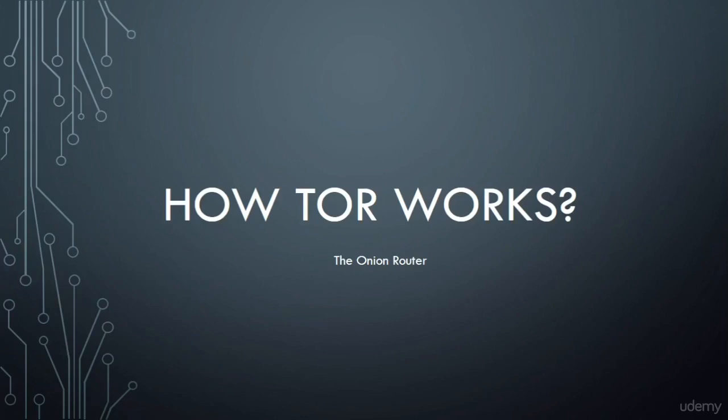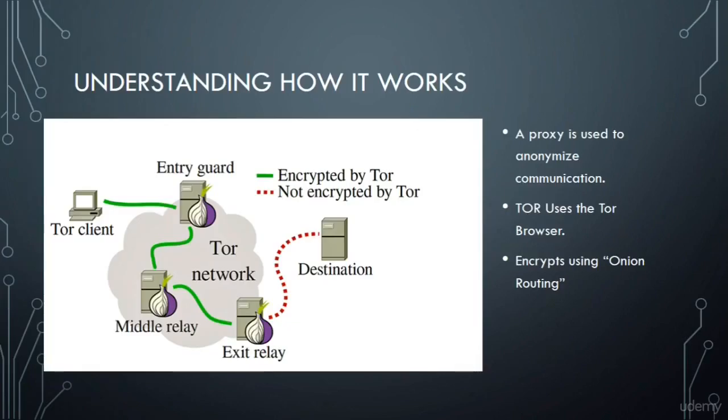So basically Tor is the relay of networks that we're going to be using to connect to the deep web or the dark net. Now Tor basically means the onion router. So let's get started. So basically let's understand how Tor works. So Tor is a proxy, a system, a series of proxies that is used to anonymize communication over the internet.